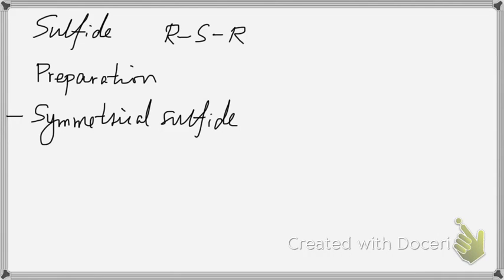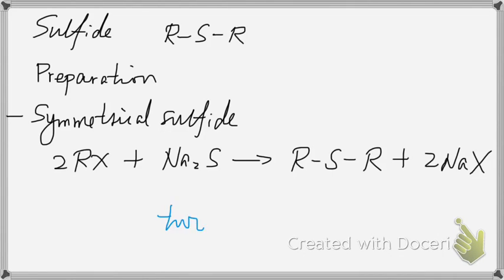If we want to prepare symmetrical sulfides, when the two R groups are the same, we can react two equivalents of an alkyl halide with sodium sulfide. And with two SN2 reactions, we can make the dialkyl sulfides.